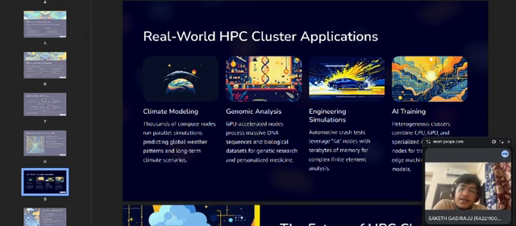So, HPC clusters are critical for solving today's most complex computational problems. Understanding the components such as compute nodes, network, storage, and management systems, and knowing the difference between SMP and MPP architecture helps us appreciate the design behind these powerful systems.